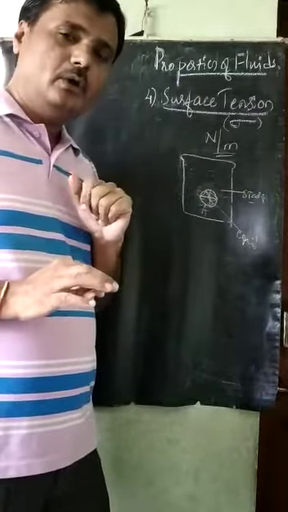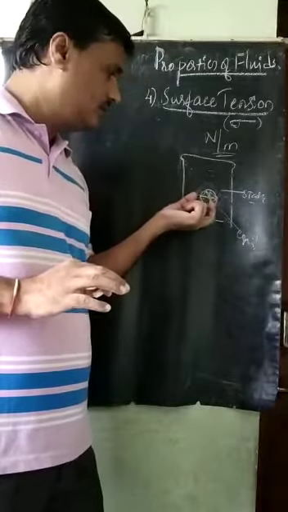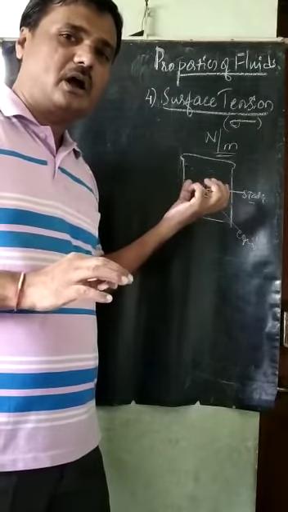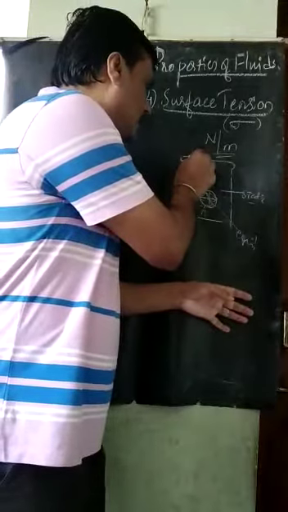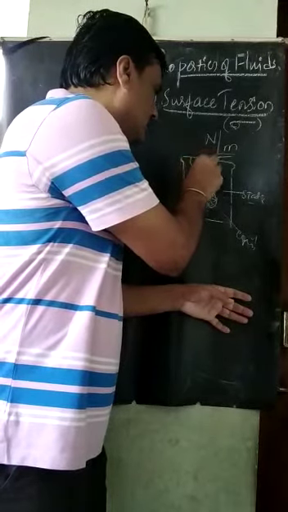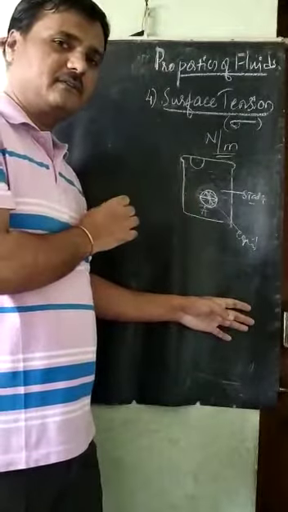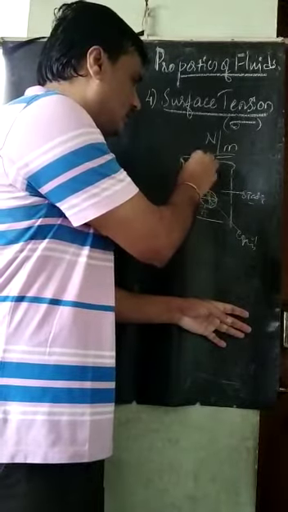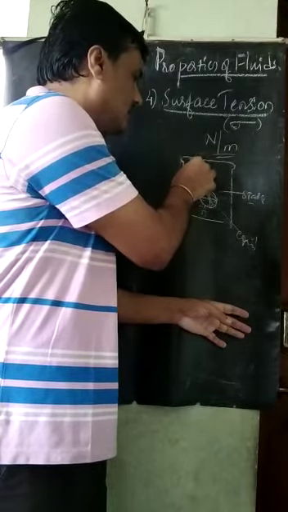Next, I will take another molecule, in an exaggerated figure, to show how that surface tension arises. This molecule is exactly on the surface. If I take the forces on this molecule, this is one downward force, and this is a side force, like this.